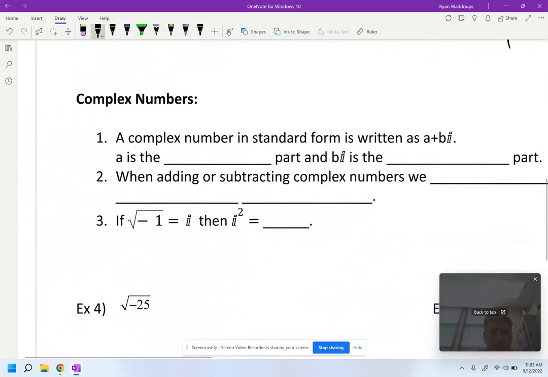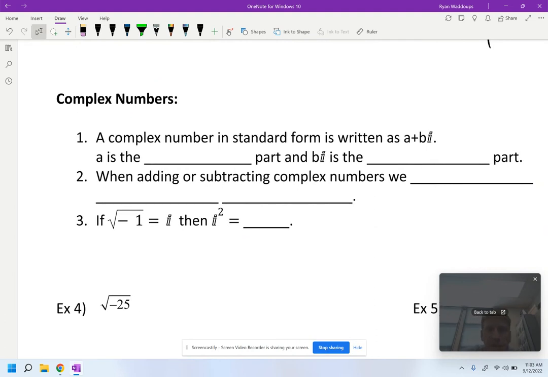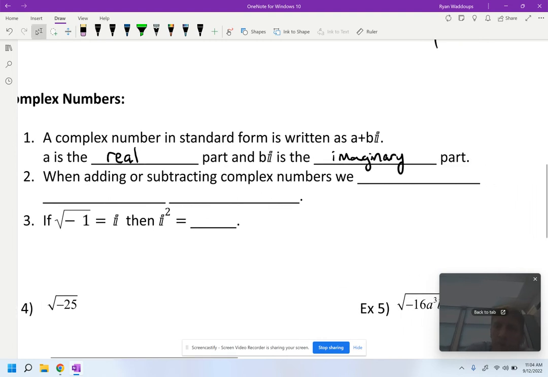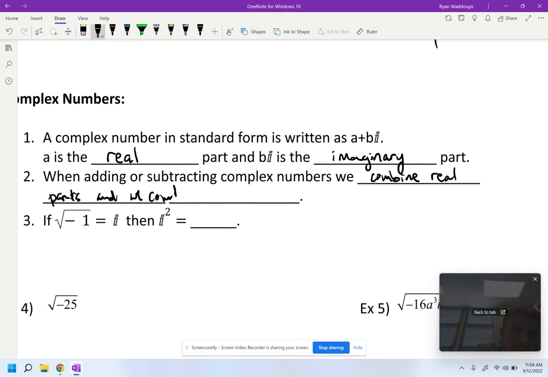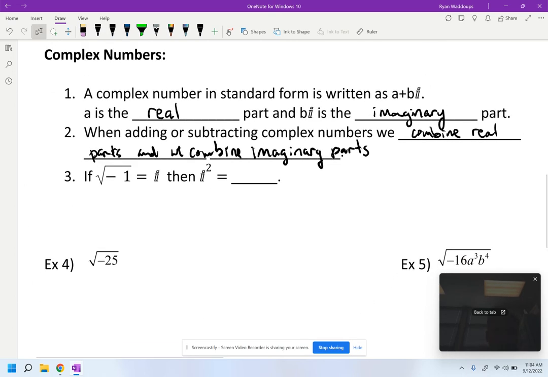All right, the next section is on complex numbers. A complex number in standard form is written as a plus bi, where a is the real part and bi is the imaginary part. When adding or subtracting complex numbers, we combine real parts and we combine imaginary parts. But we don't combine imaginary parts with real parts. This is why we call them imaginary parts.